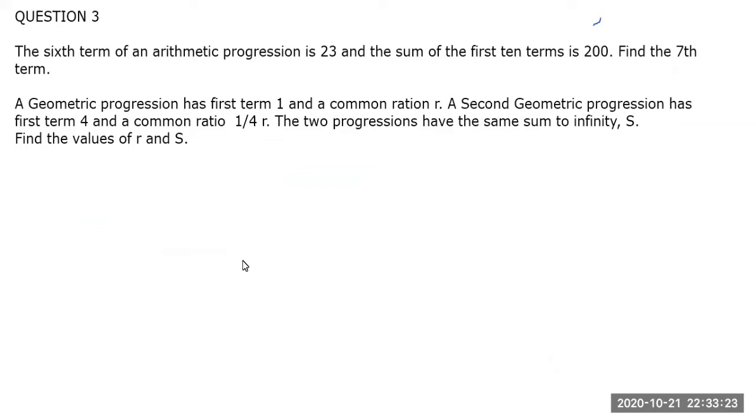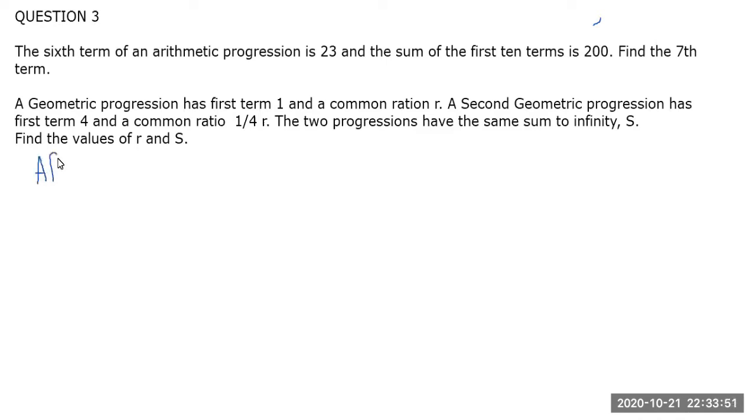Alright, so question 3 says that the sixth term of an arithmetic progression is 23 and the sum of the first 10 terms is 200. Find the seventh term. So this is an arithmetic progression question, well, the first part of it. It says the sixth term of an arithmetic progression is 23. Now, what do we know about the arithmetic progression?